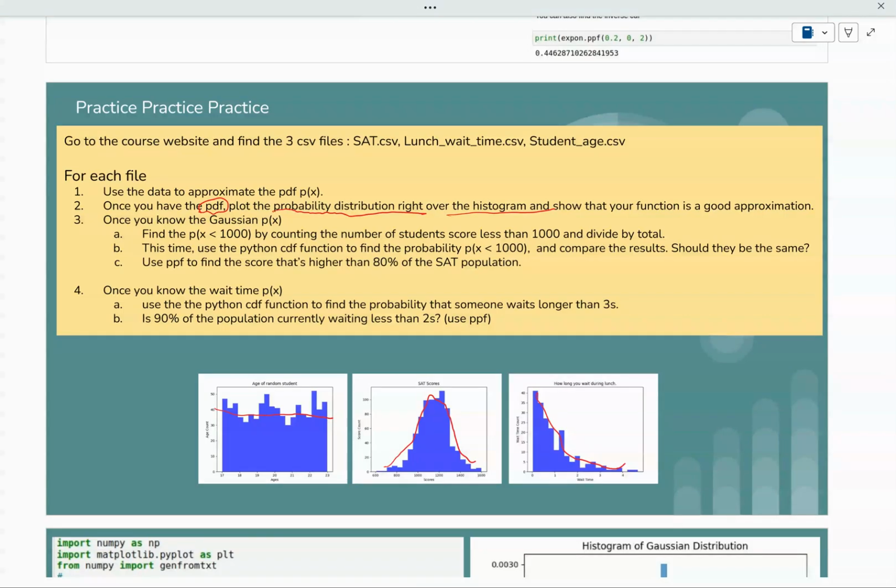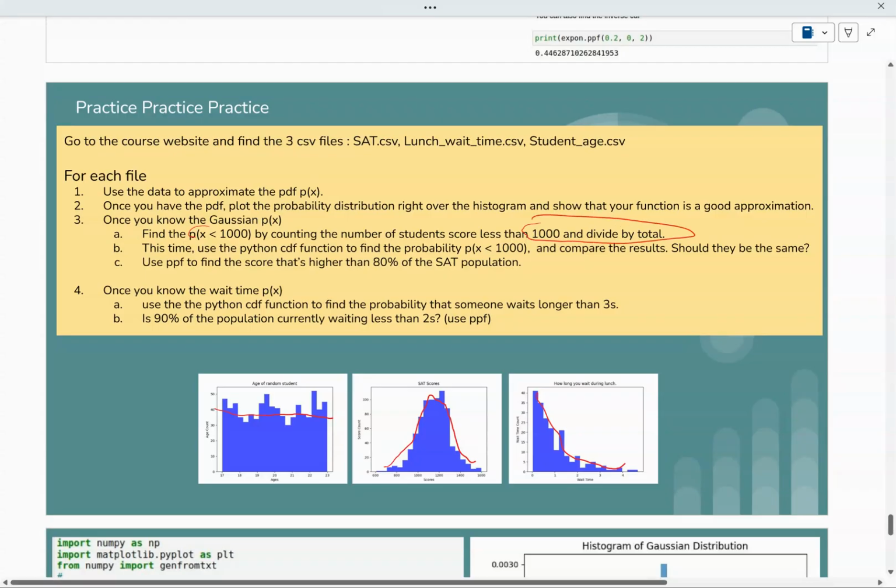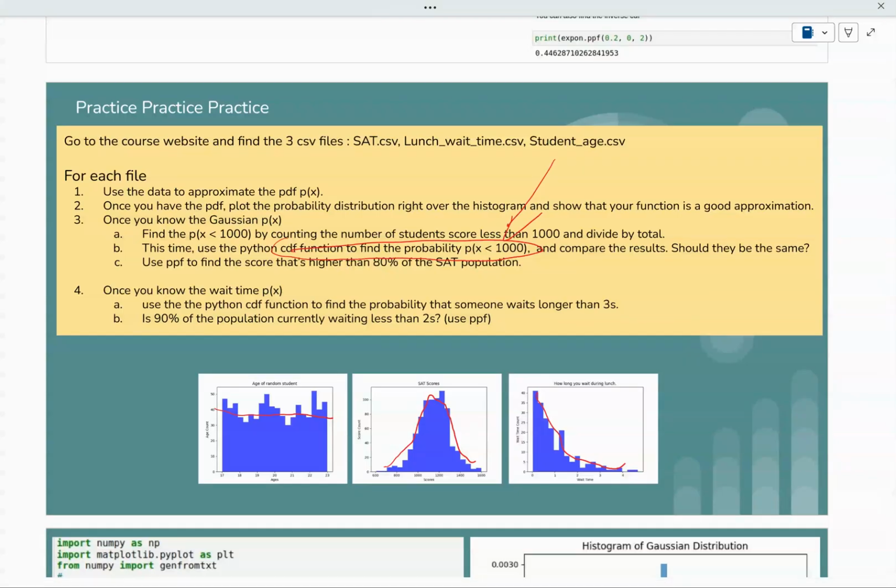Okay, and then after you've identified Gaussian, calculate a couple things, such as what is the probability that x is less than 1,000, and then count the number of scores less than 1,000. This question is saying that you can essentially figure out the probability of someone scoring less than 1,000 on the SAT. But you can also use the CDF function. So one way is to just count it. The second way is to use the CDF. And obviously they're not going to be the same because what you've done is an approximation. But they should be relatively close.